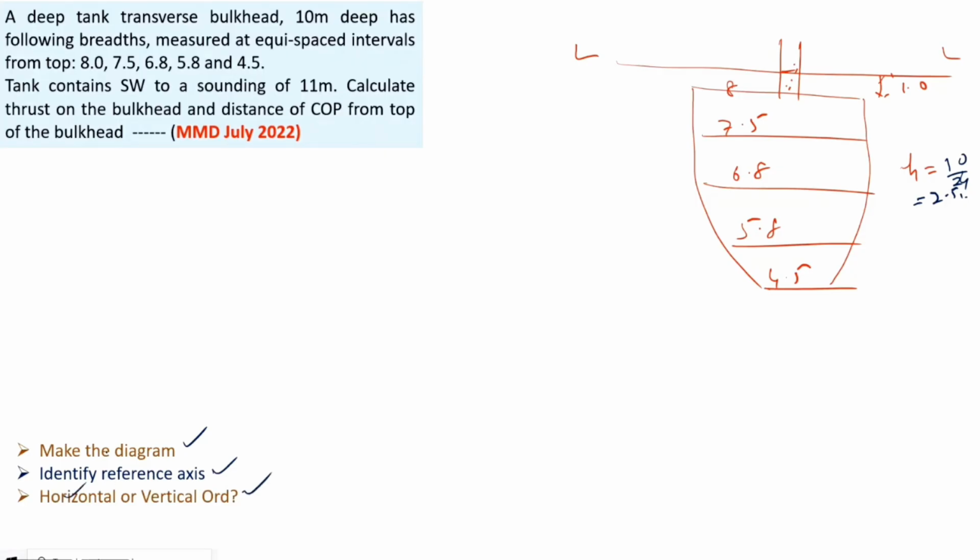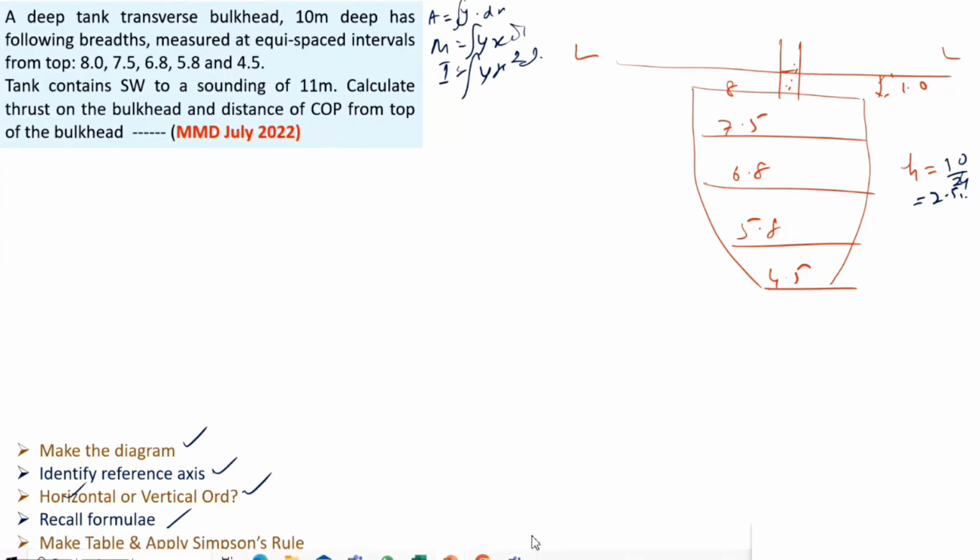This is how you'll proceed with the questions. Recall the formula in rough. What is the formula for horizontal ordinates? Area is equal to integration of y dx. Moment is integration of y x dx, and inertia is integration of y x squared dx. Do you agree with me? Those are the formulae. Yes or no? Correct, guys? Yes, sir. Now we will make the table and apply Simpson's rule.